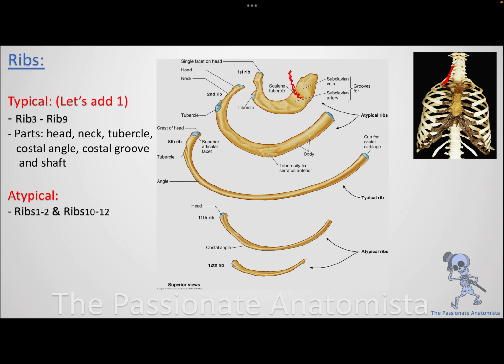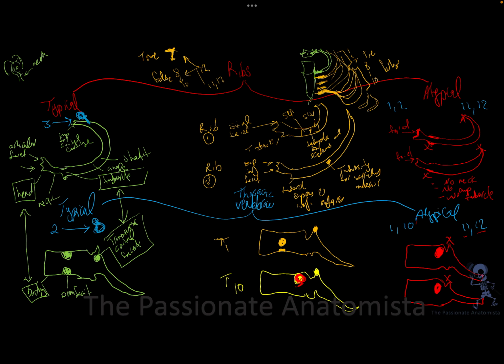Our magic number was 2 to 8. Those are typical. Before that and after that are atypical. 3 to 9 in terms of ribs are typical. Before that and after that are considered atypical, and now we know why. That was a drawing that I drew earlier as a summary of what we just said. It was talking about the thoracic vertebrae.